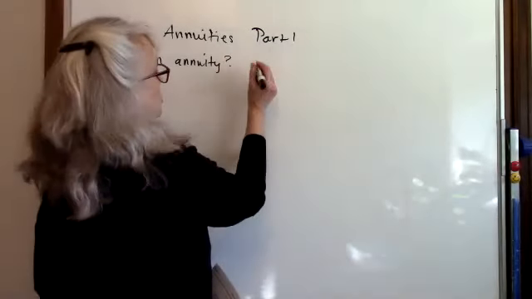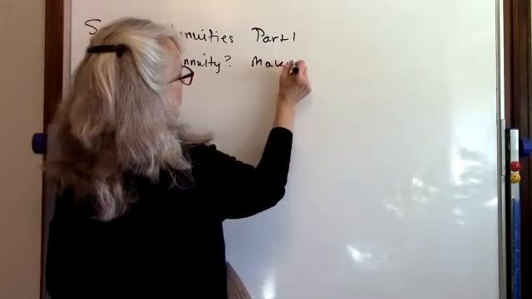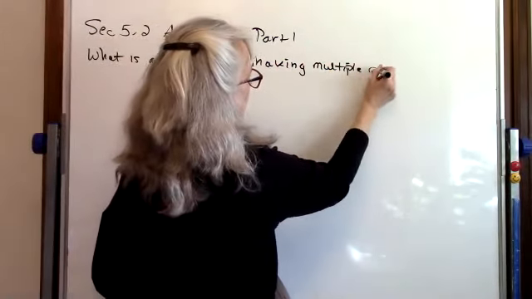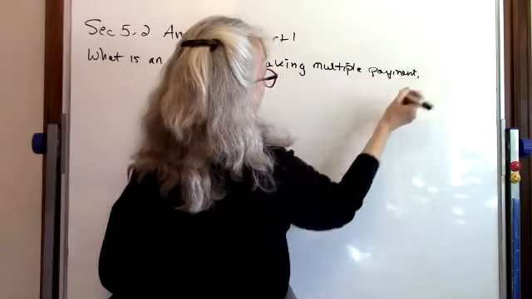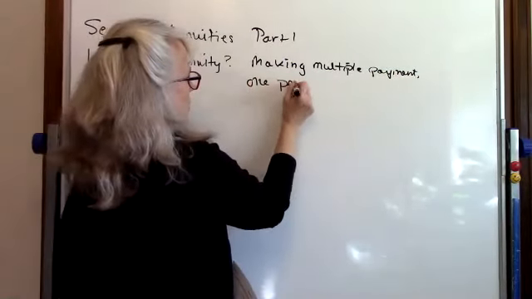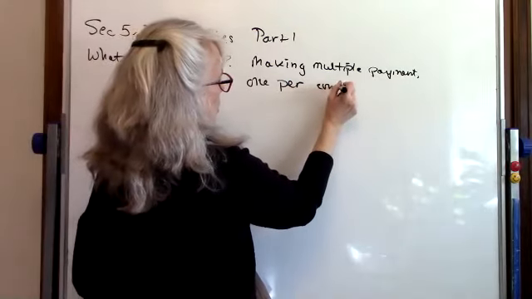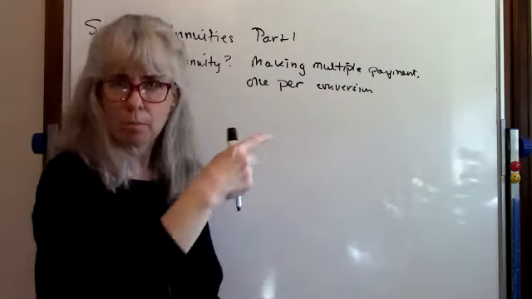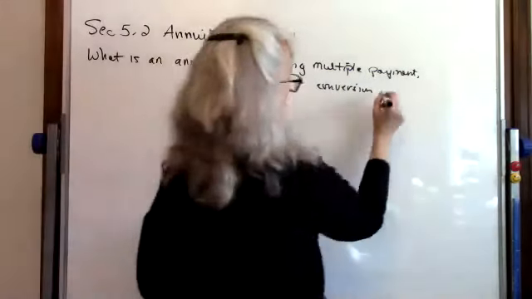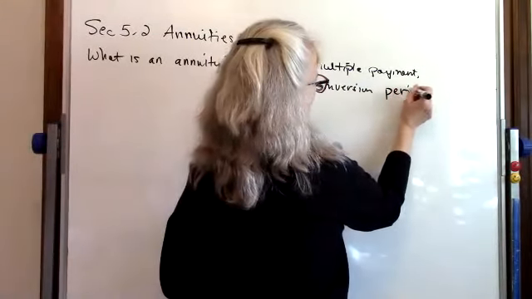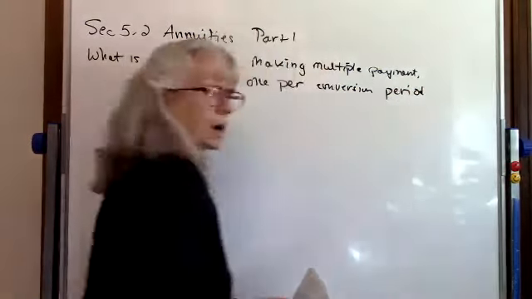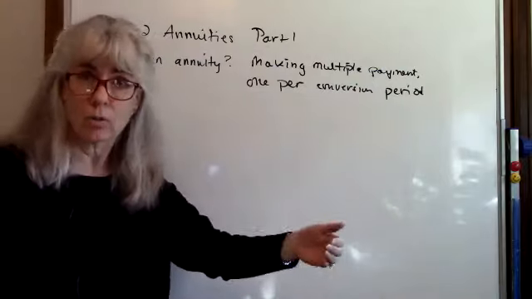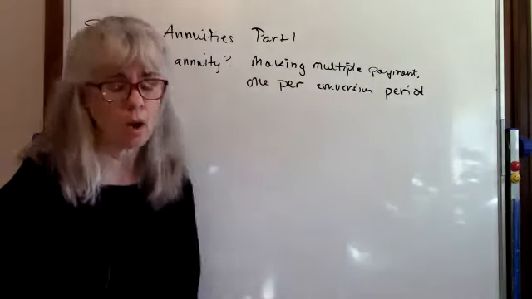So an annuity has you making multiple payments, one per conversion period. So if you're going to do it quarterly, you make a payment every quarter. If you're going to do it monthly, you make a payment every month. So this would be like a loan or a retirement account where you're going to put in so much every month until you retire, or you're paying off a loan, you pay so much every quarter until it's paid off.